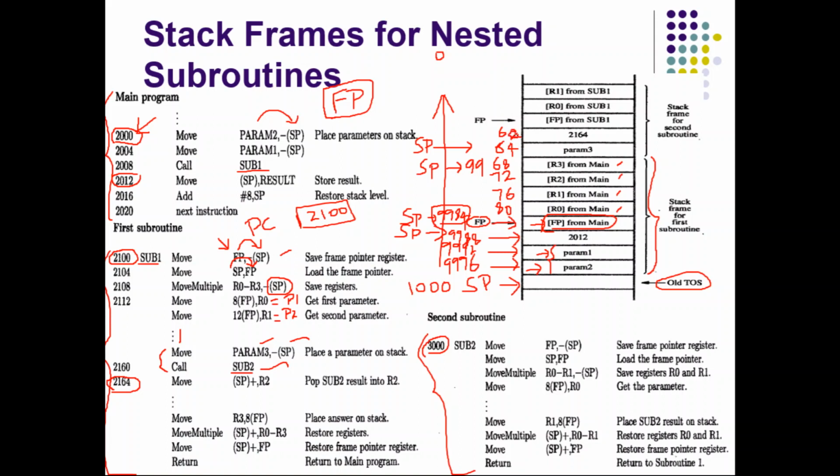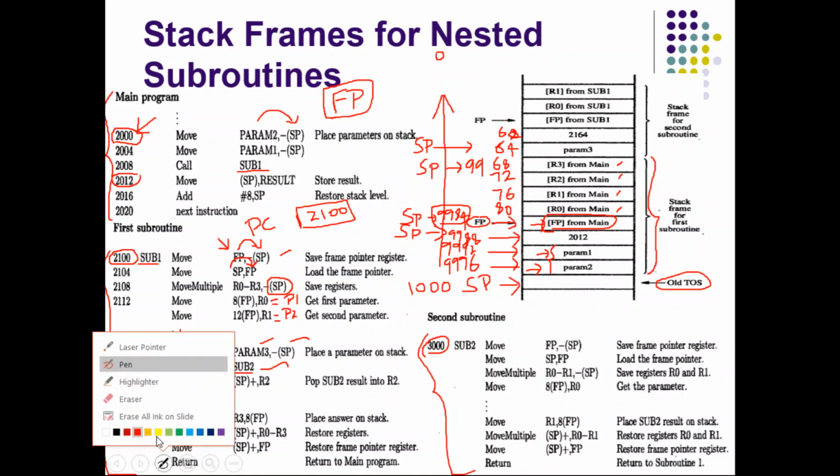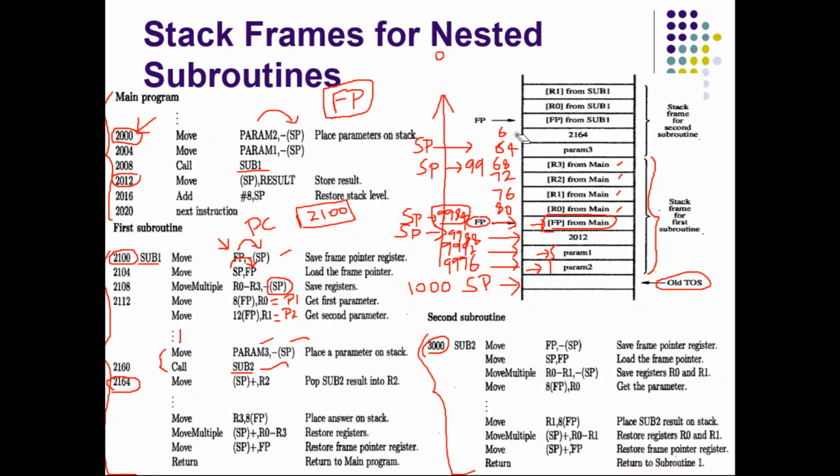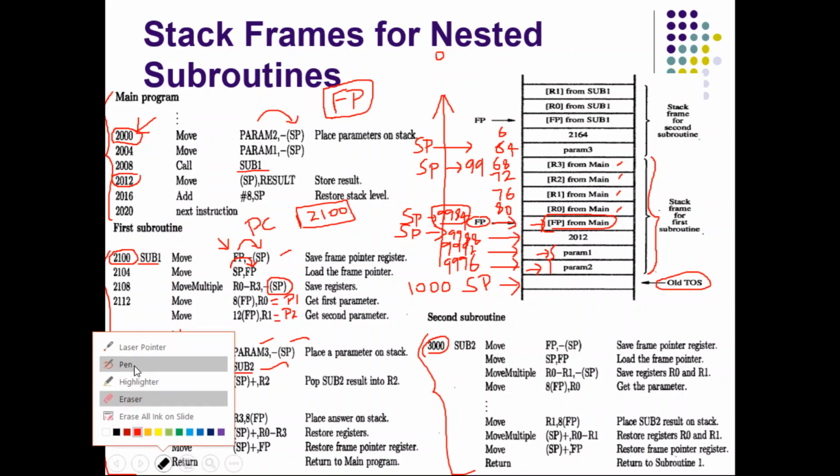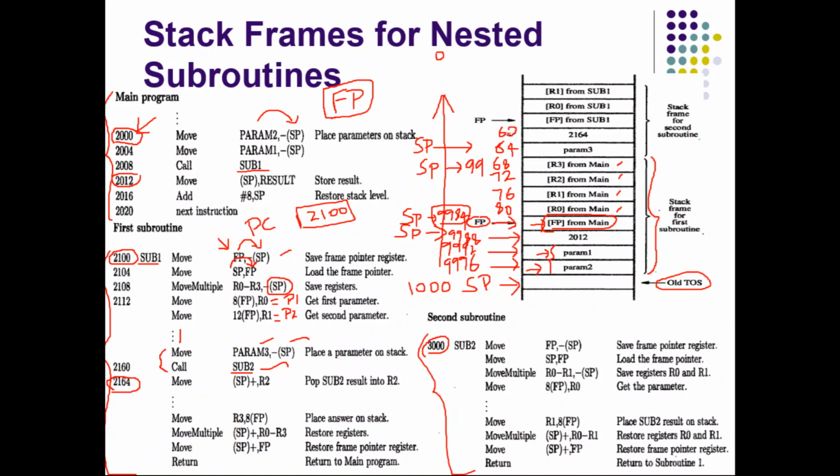64 minus 4 is 60. So SP is now 9960, and it is pointing to the location 9960. Then the call happens, to subroutine 2. What is subroutine 2's address? 3000. So PC will be updated with 3000.